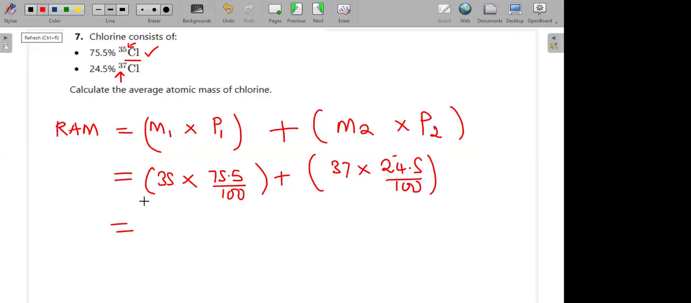Okay, and then on the other side, I have 37 multiplied by 24.5 divided by 100. Okay, so someone is writing on my board. Let me just cancel annotations. Let me erase this.